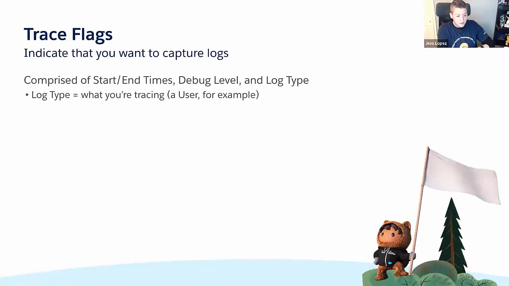All right, so the basis for a debug log is a trace flag. Behind the scenes, there's actually an object called trace flag. And when you create a trace flag, it's basically stating your intent to want to capture logs. Each trace flag behind the scenes has a start and end time, a debug level, and also a log type. And a log type, for the most part, is related to a user.